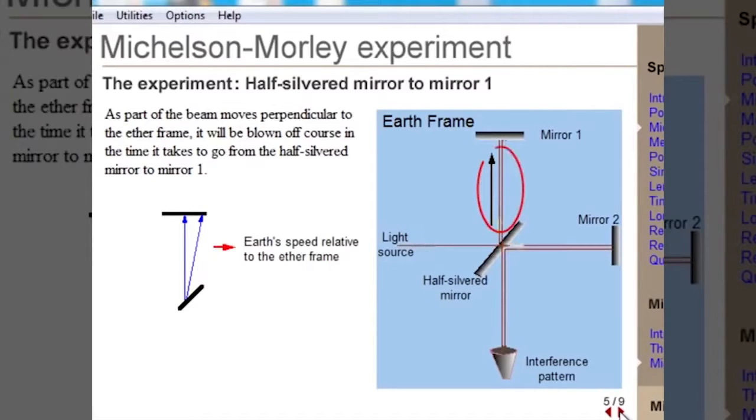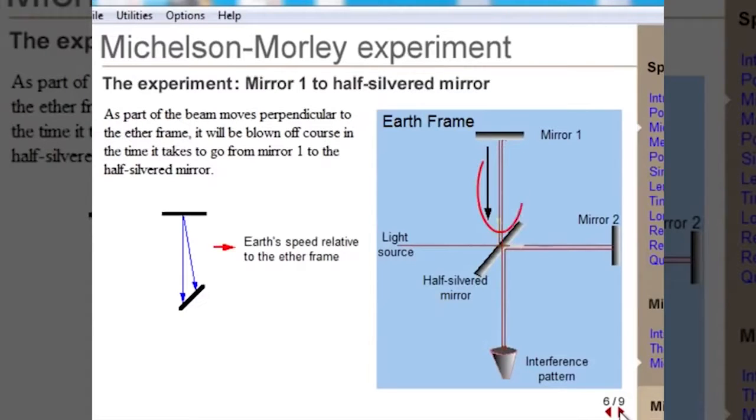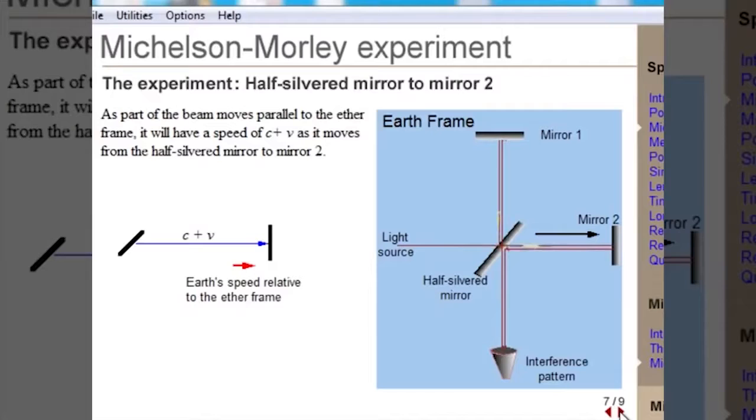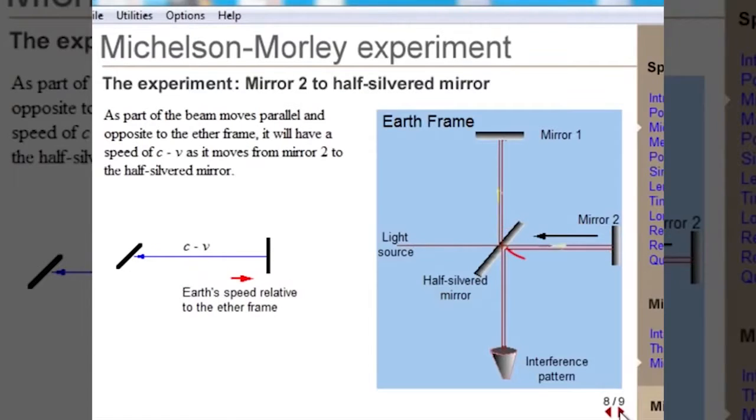Moving in a perpendicular direction to the ether frame, this beam would be blown off course and would have to travel a little further. Traveling back down this path again, perpendicular to the ether, would also move this beam off course, if the ether existed. This beam, moving parallel to the ether and in the same direction, would increase its speed. This beam, again parallel to the ether, but moving in the opposite direction, would be slowed down.